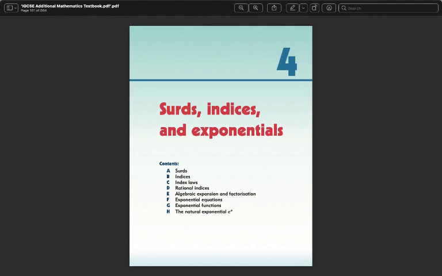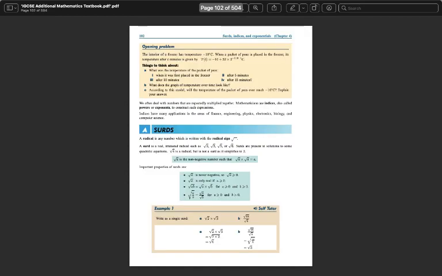For this series, I'm going to explain the unit: surds, indices, and exponentials. This is one of the shorter units, but there is still a lot of intricate knowledge that it's very important for students to master. Let's look at surds first.